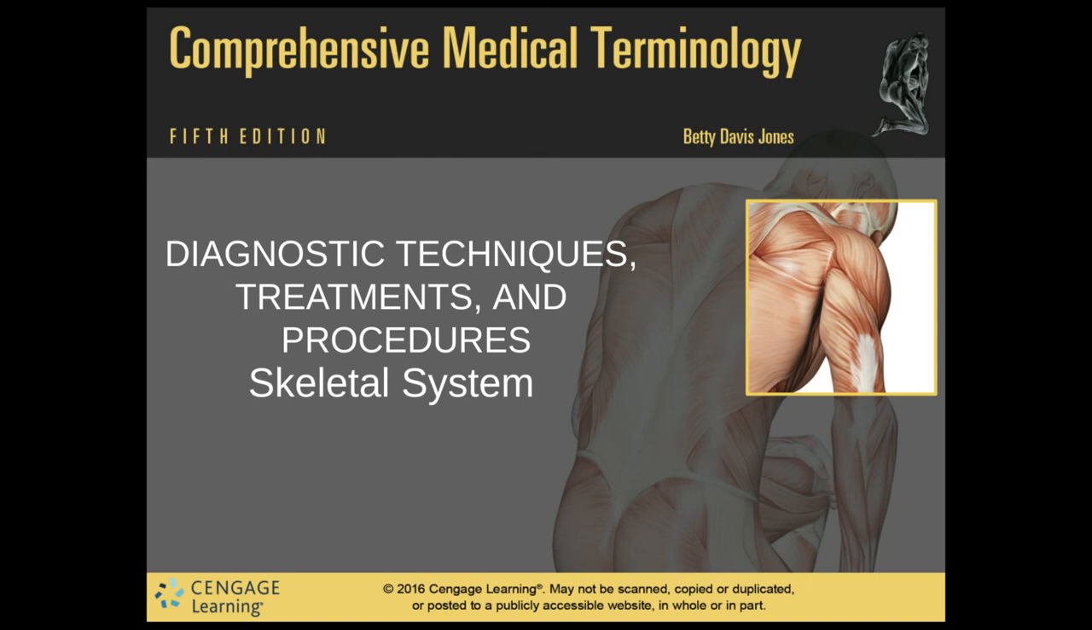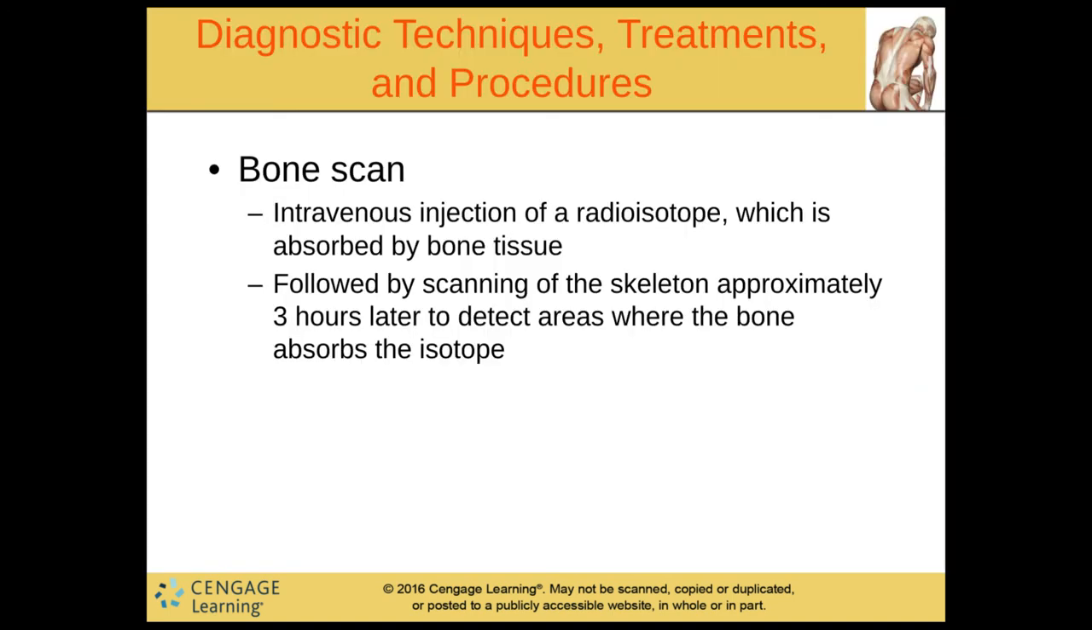All right, so then we have diagnostic techniques, treatments, and procedures. How do we find out what's going on with our bones, basically, is what this means. So we can have a bone scan. Usually you're given some sort of medium, some sort of contrast, either through an injection or through an IV, and that's absorbed into the bone tissue. Then you'll be scanned, right? A scan of your skeleton after that is absorbed into your bones will detect areas where the bone absorbs the isotope. That might lead to a conclusion or a diagnosis of osteoporosis or something like that.